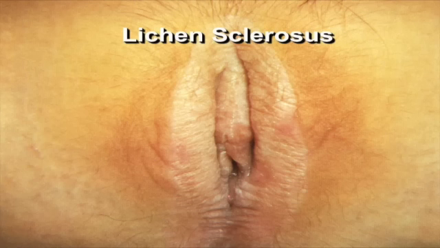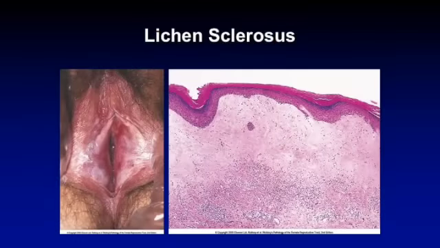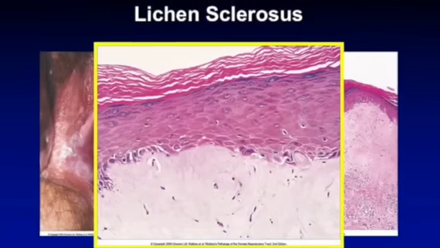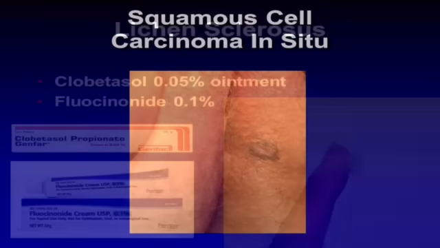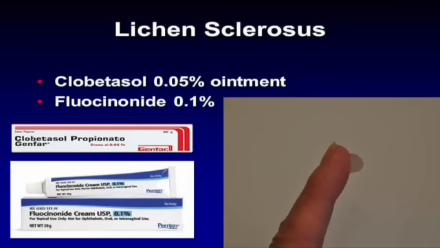Patients presenting with lichen sclerosus most commonly report pruritus, followed by irritation, burning, dyspareunia, and tearing. Because other vulvar diseases can mimic lichen sclerosus, a biopsy is necessary to confirm the diagnosis, except in a prepubertal child. Clobetasol or fluocinolone are potent steroids used to treat lichen sclerosus.